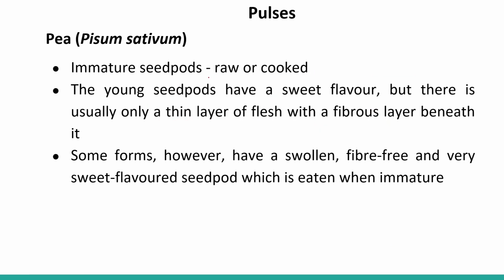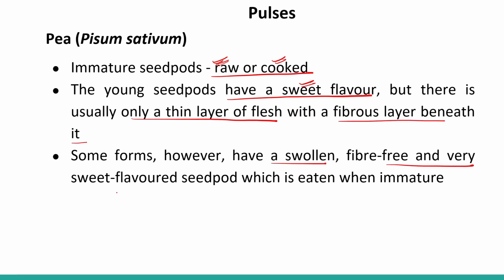Immature seed pods can be eaten raw or cooked. The seeds can be utilized both cooked and raw. The young seed pods have a sweet flavor, so they can be eaten raw. But there is usually only a thin layer of flesh with a fibrous layer beneath it. Some forms, however, have a swollen, fiber-free and very sweet seed pod, which is eaten when immature.